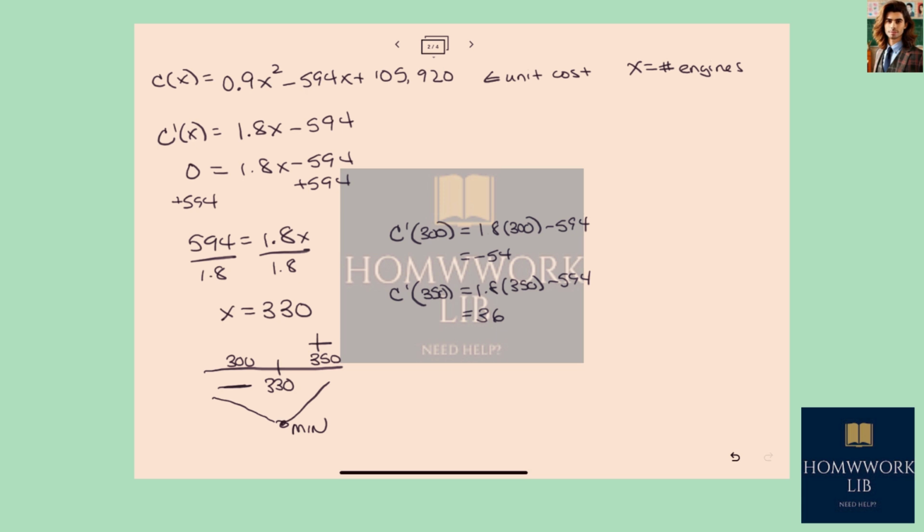So the number of engines to minimize cost is 330 engines.